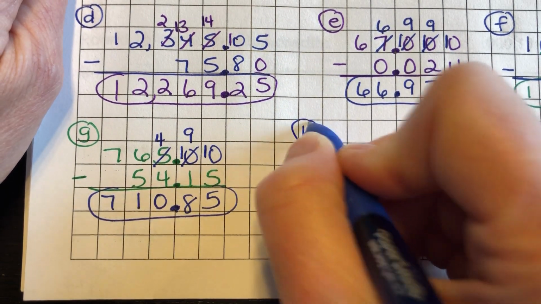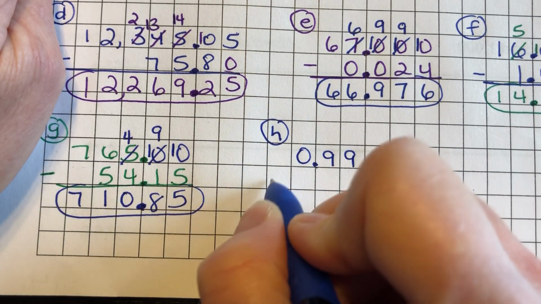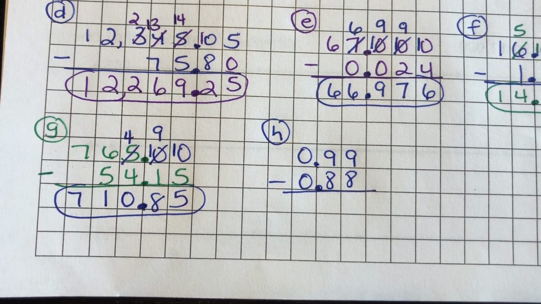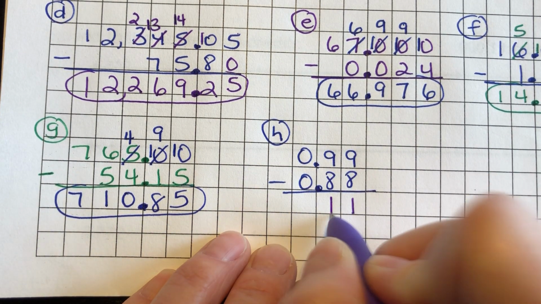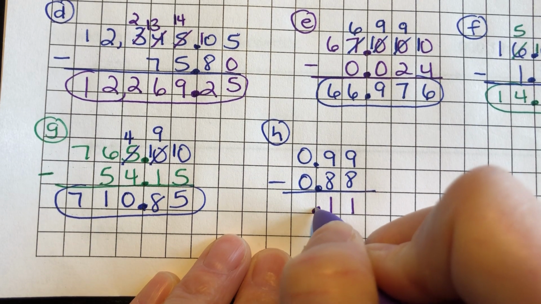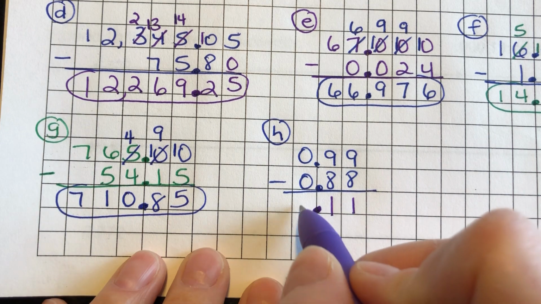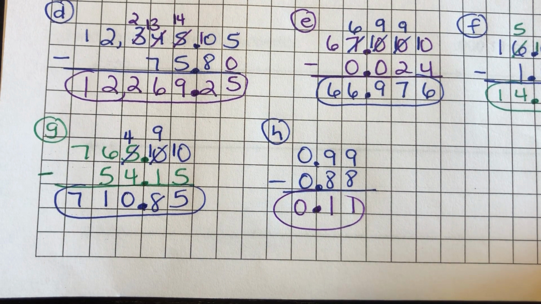Letter H. I have 0.99 minus 0.88. All lined up just like that. This is a nice one. 9 minus 8 is 1. 9 minus 8 is 1. I keep my decimal point in the same exact spot so that I still have my tenths and hundredths. And 0 minus 0 is 0. So I have 11 hundredths.